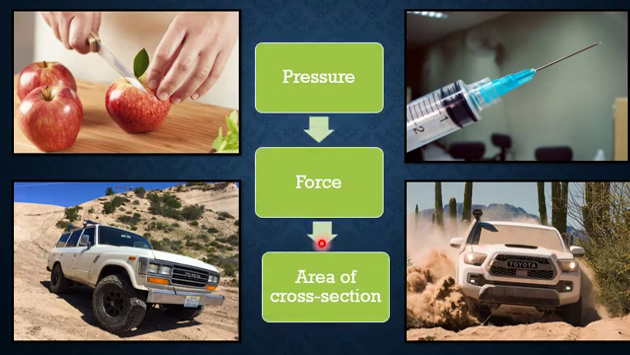So from here, we can understand that pressure depends on two factors, that is force and area of cross section. As we have seen from the previous formula, pressure equals force by area of cross section, which means pressure is directly proportional to the force and inversely proportional to the area of cross section. That means if the force increases while keeping the area of cross section constant, then pressure increases. And if the area of cross section increases while keeping the force constant, then pressure decreases.